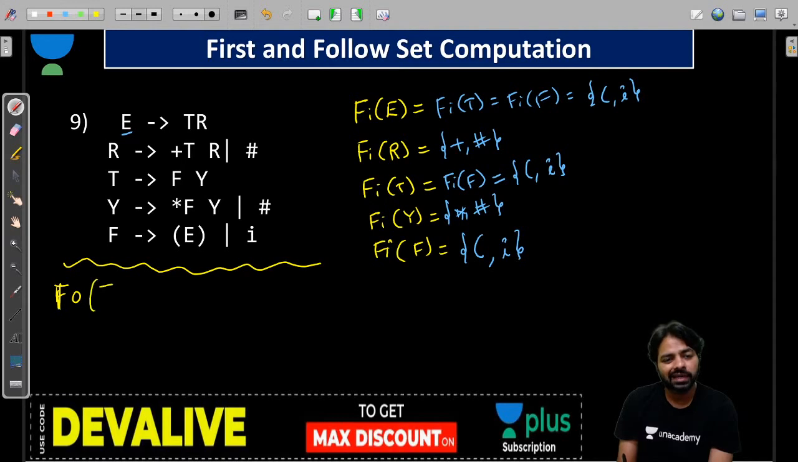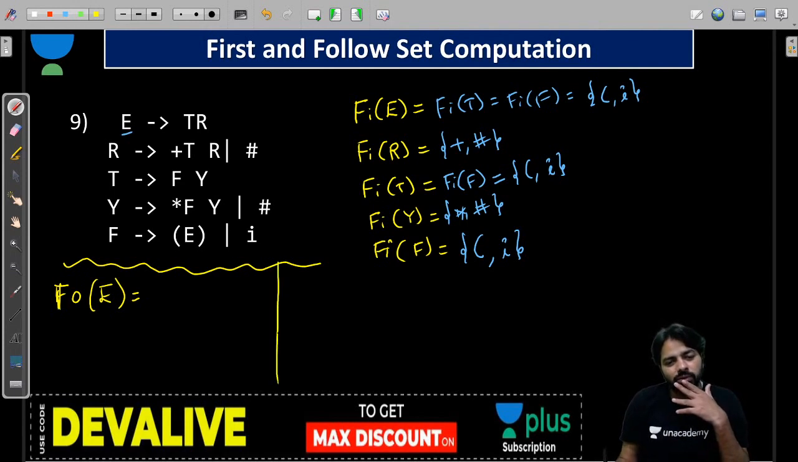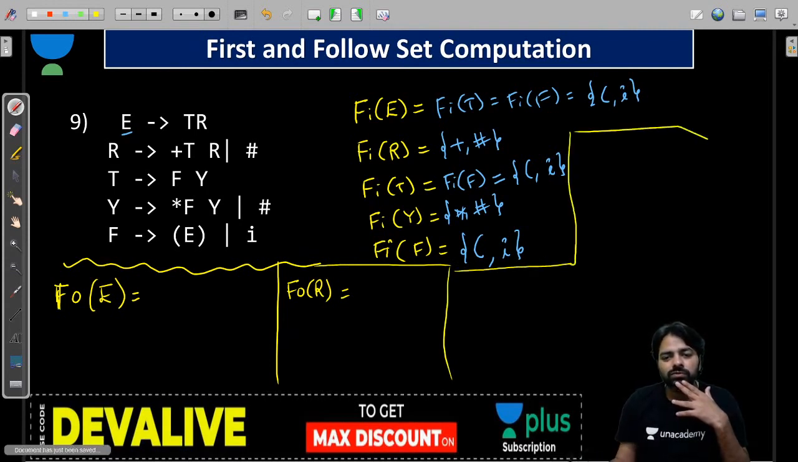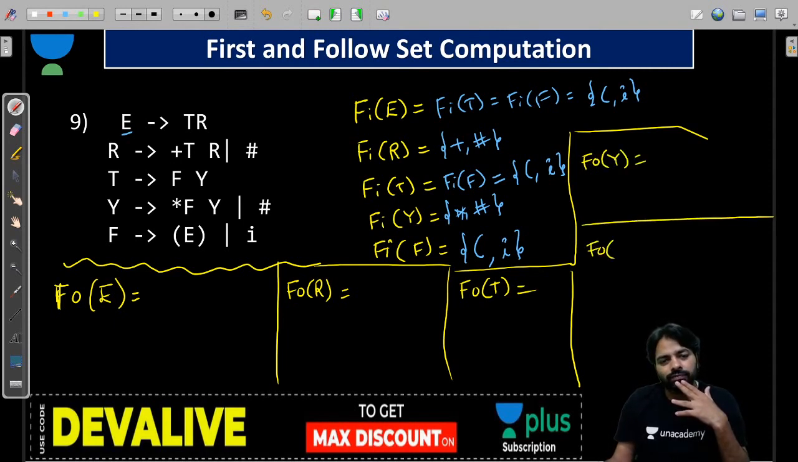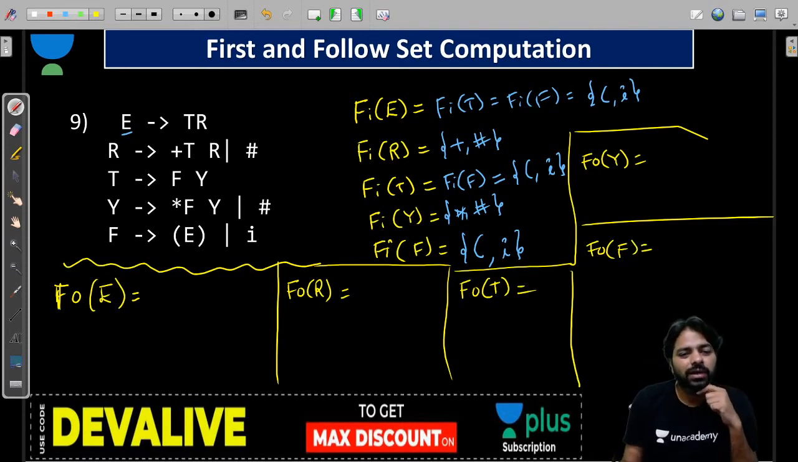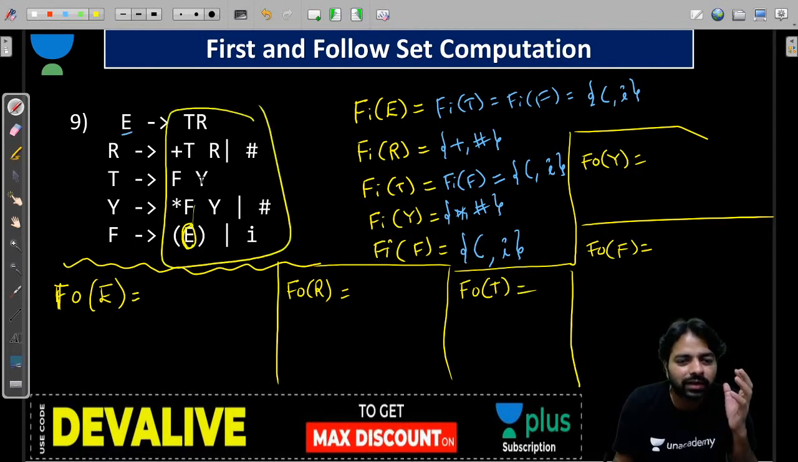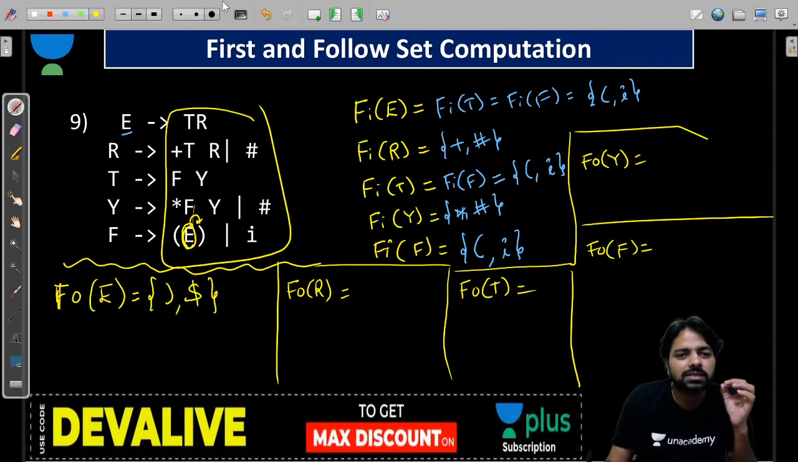Follow of E. Let's look at follow of E, how to compute. After that you can go to follow of R. Then after that you may go to follow of T. Then after this you can go to follow of Y, and after this you may go to follow of F. One at a time. Follow of E, just look at E is here. Only one E, guys, only one E. So who is that? Closed parenthesis, but you know E is a start symbol, so dollar is a must.